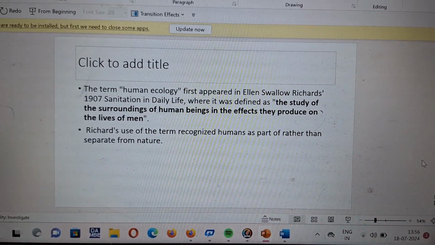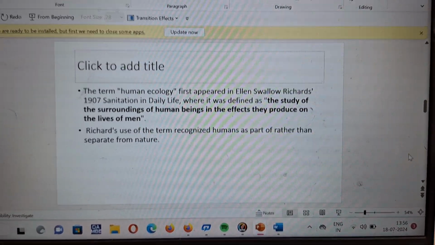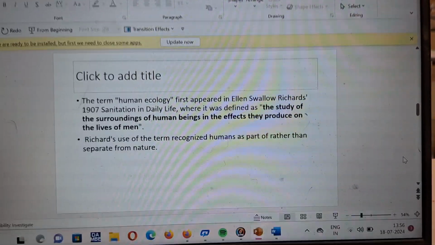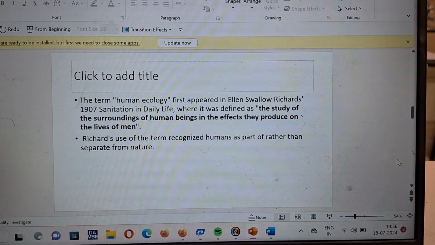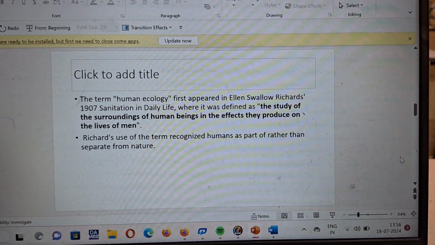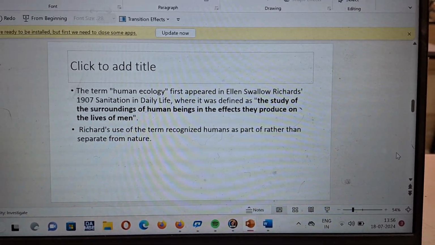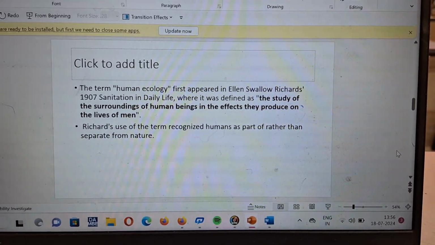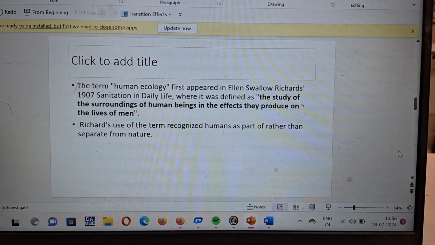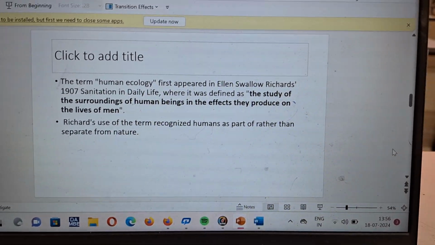So the term human ecology first came into picture when Richards, in 1907, published his book Sanitation and Daily Life, and there he gave the definition for human ecology. The definition was: the study of the surroundings of human beings and the effects they produce in the lives of men.